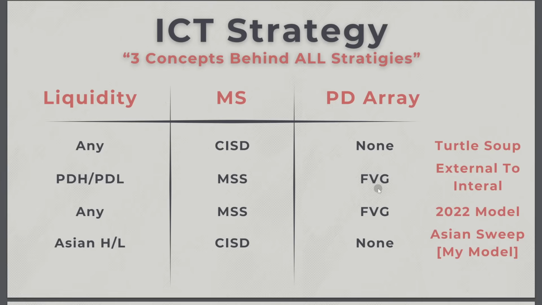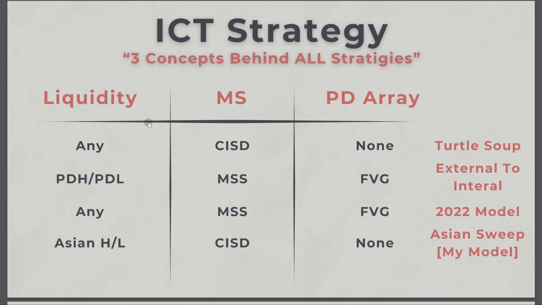Now go to Twitter and you'll see that people are calling this their setup, a new setup that has a higher win rate. But in reality, what does it depend on? 3 concepts. And let me prove this to you, okay? So this is the proof: liquidity, market structure, and PD arrays. And that's why I said those concepts are really important to understand. So 3 concepts behind all strategies.